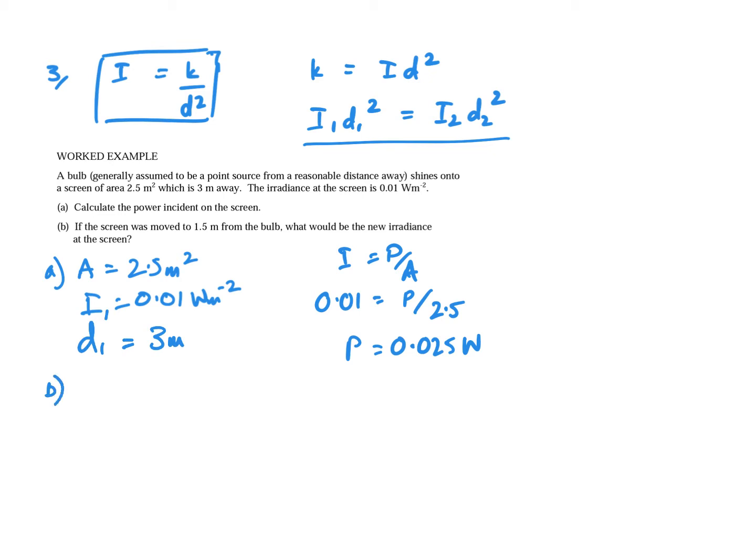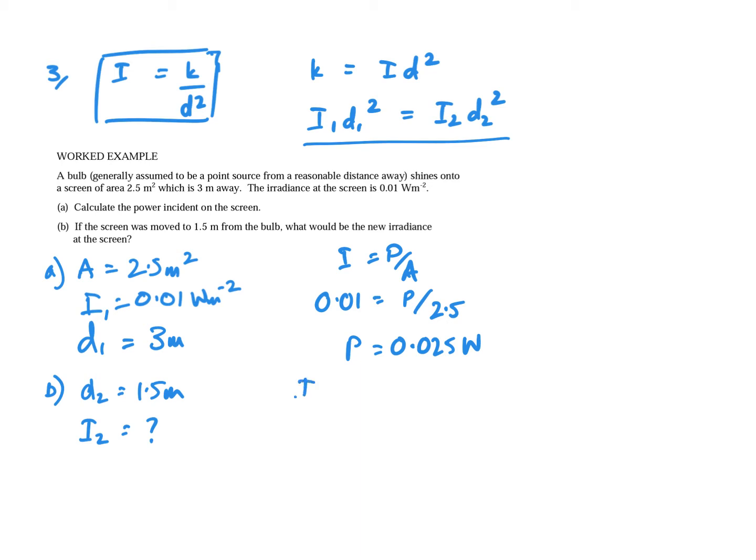But more often than not, we're not dealing with the actual power of a light bulb, because that's quite complicated. Light bulbs might say 60 watts, you can measure the power going into them, but working out the power coming out from them is quite complicated. So more often than not, what we do is we say, well, we've now got a new distance, and we compare irradiance at different distances. So we're being asked the irradiance I2 at this different distance.